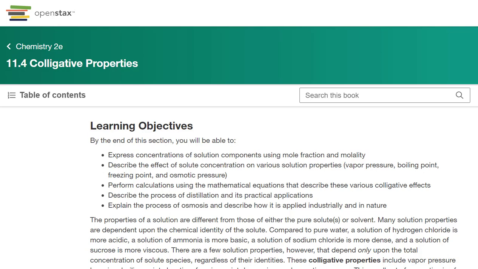Hello, everyone. We're going to start talking about section 11.4, but we're going to do this in a couple of videos because there's a lot going on here. So the first video will be express concentrations of solution components using mole fraction and molality. You'll notice I haven't said the name of this section yet, and that's because I think this first topic can be discussed apart from the larger idea of colligative properties.